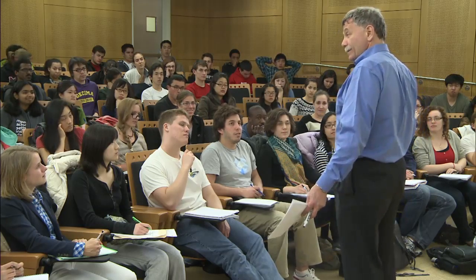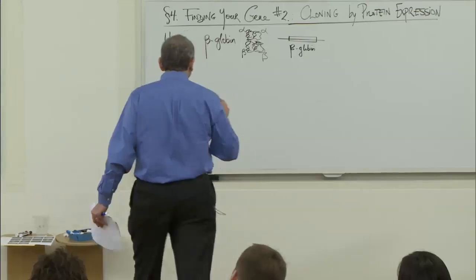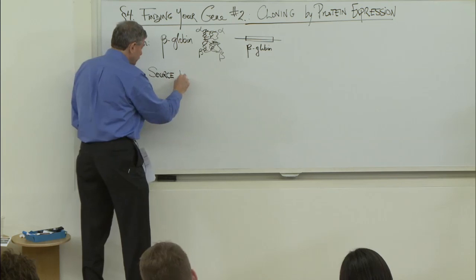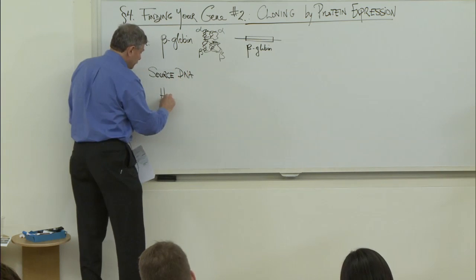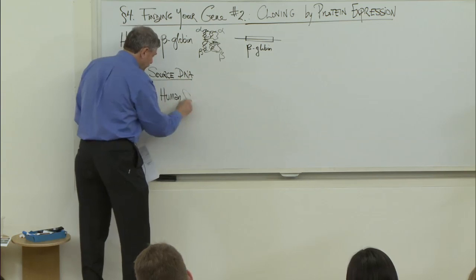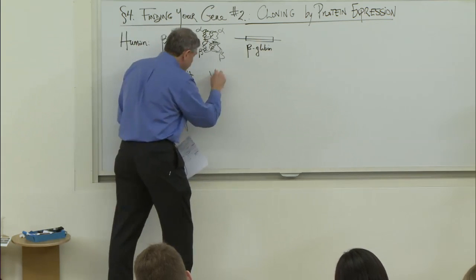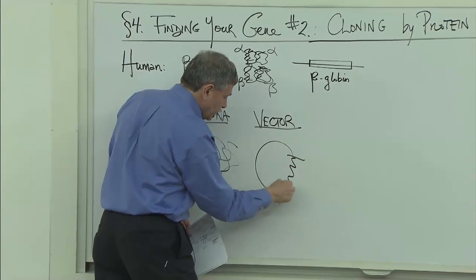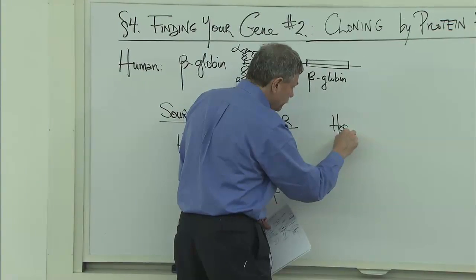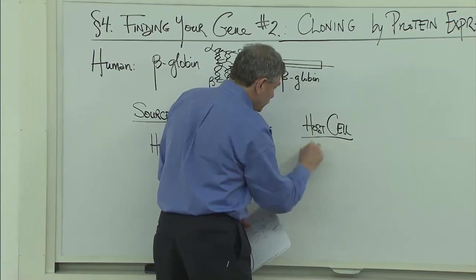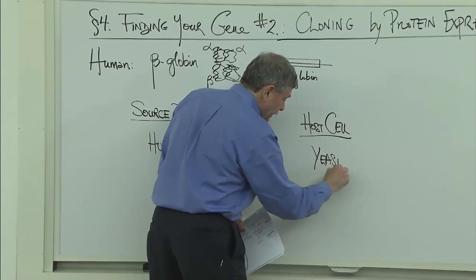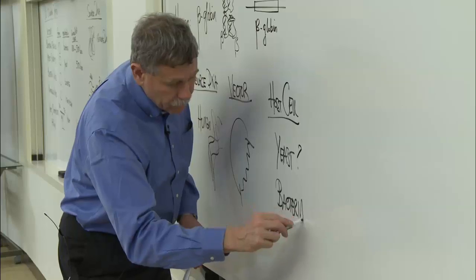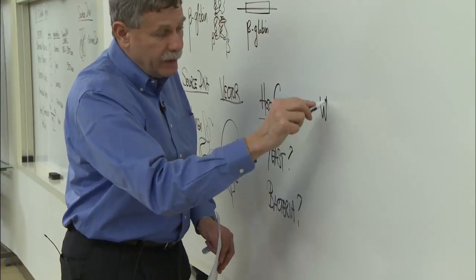How about that? Why don't we take source DNA, human being. Let's take our vector. Well, we'll come back to it. Some circle. We'll discuss what kind of circle it might be. What's our host cell going to be? Well, maybe we use yeast. Actually, we might be able to use bacteria. We'll think about that. And how are we going to recognize?